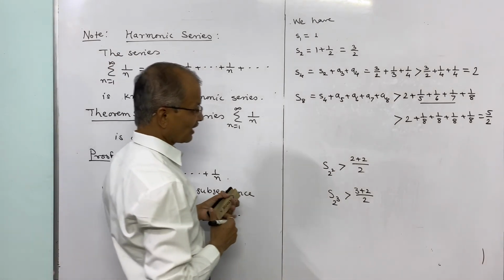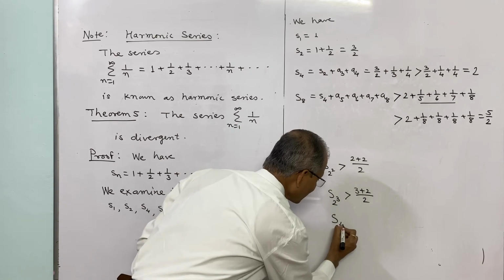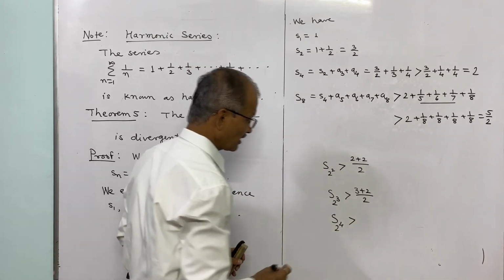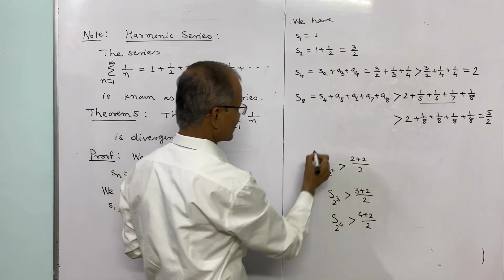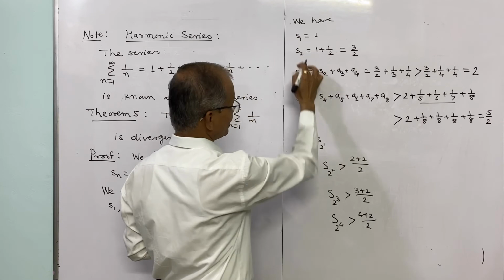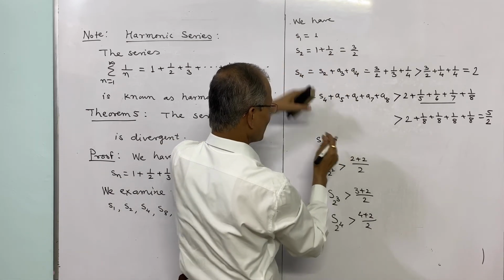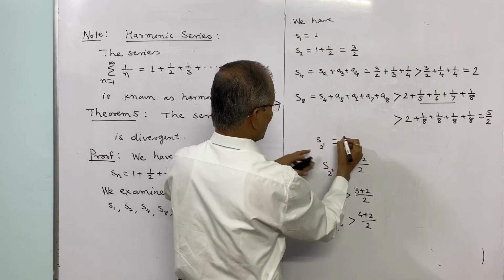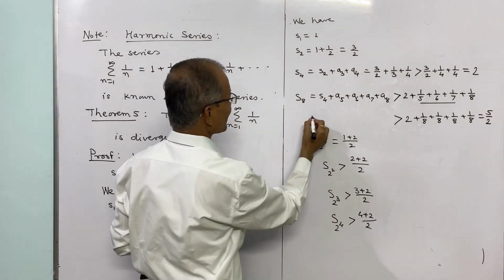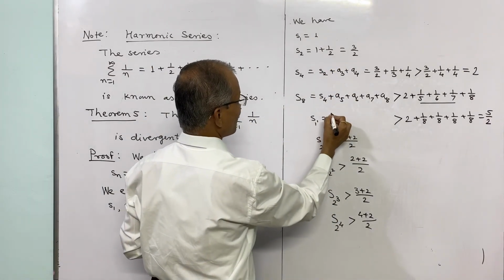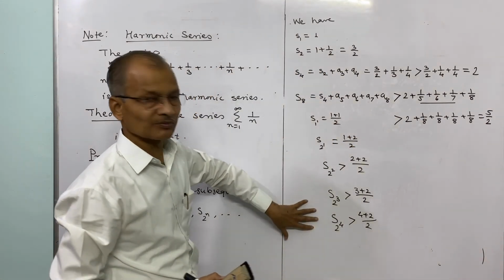And likewise, what will be the next term? 2 power 4, 16, S16 will be greater than 4 plus 2 divided by 2. And this first also satisfies the relation: S2 power 1 is equal to 1 plus 2 divided by 2, that is 3/2. And the first also, S1, is 1 plus 1 divided by 2, and that is 1.